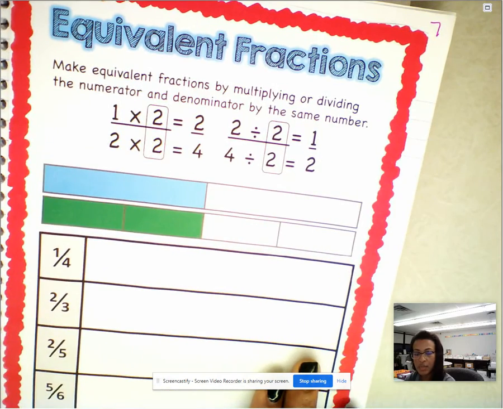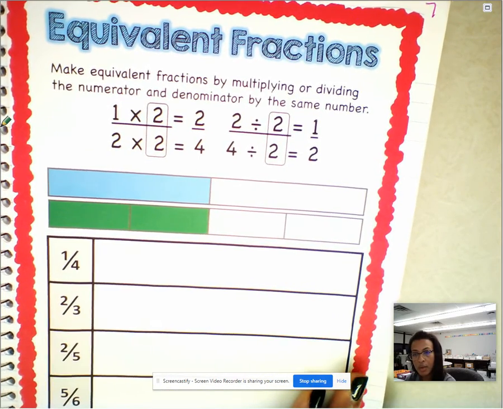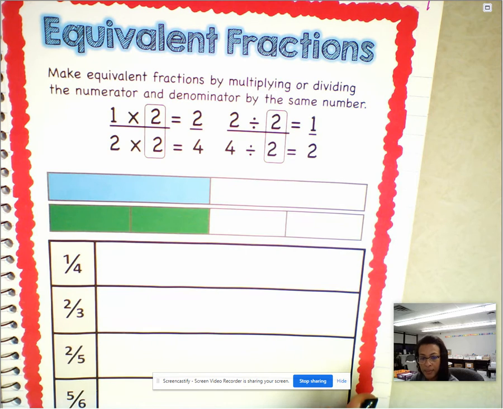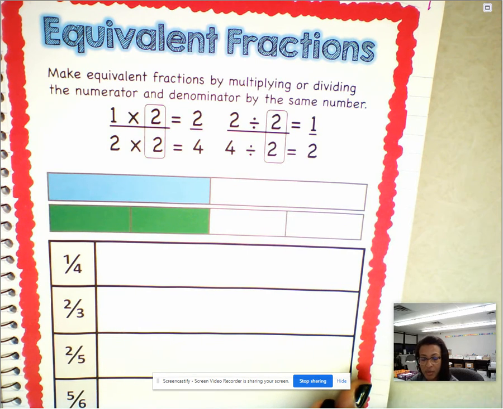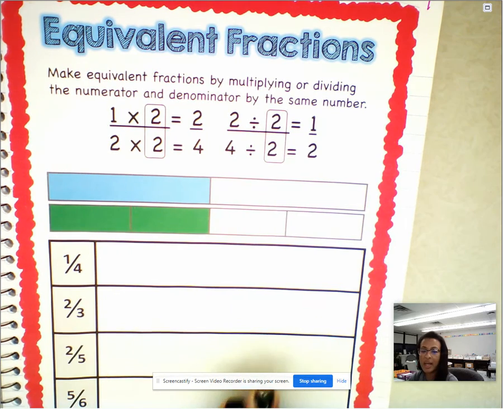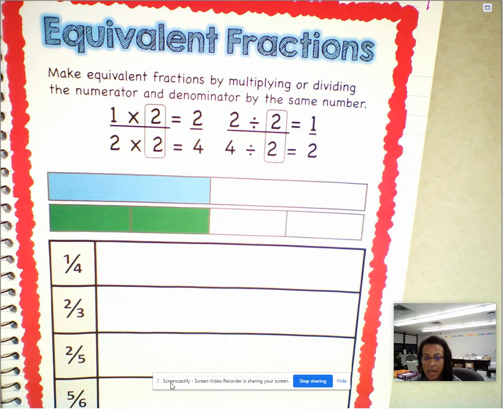I will send you the pages that we will need for tomorrow morning. You should have those in your packet already. If you don't, you can always print those out. So more videos to come. Hopefully that helped you create your fraction notebook so far for Monday and Tuesday.